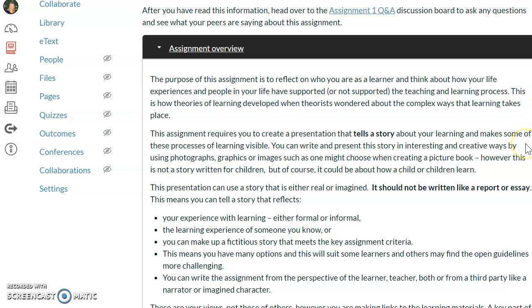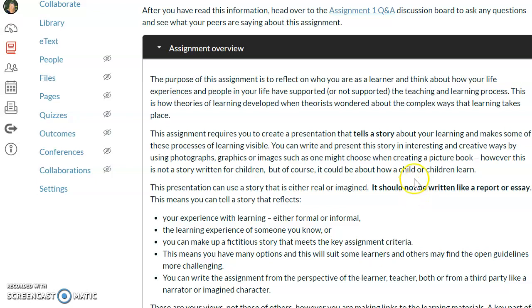You can write and present this story in interesting and creative ways by using photographs, graphics or images, such as one might use when creating a picture book. However, it's important to note that this is not a story written for children, but of course it could be about a child or how children learn. This presentation can use a story that is either real or imagined.